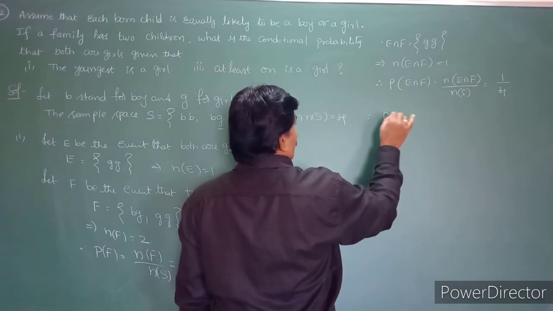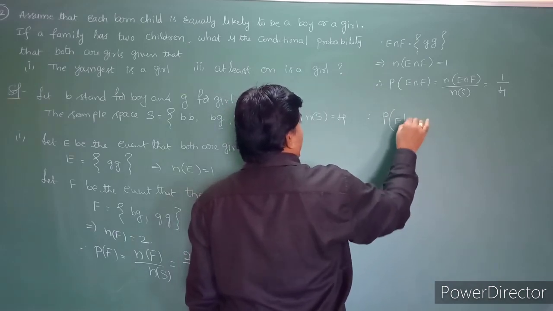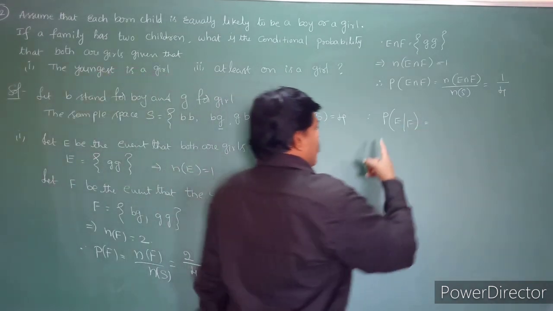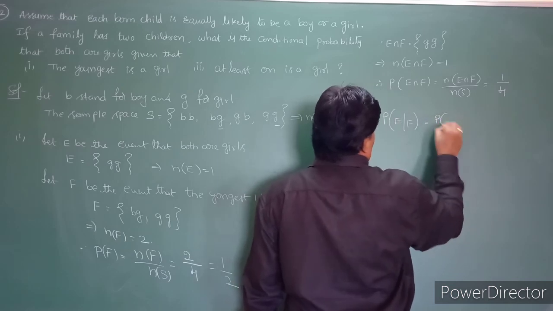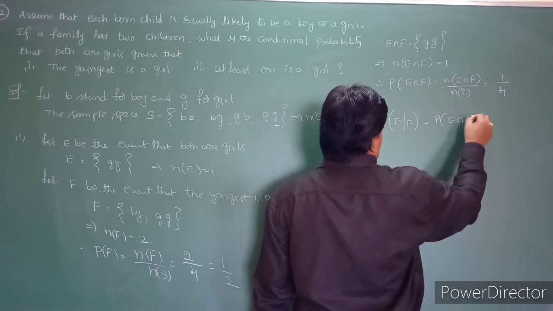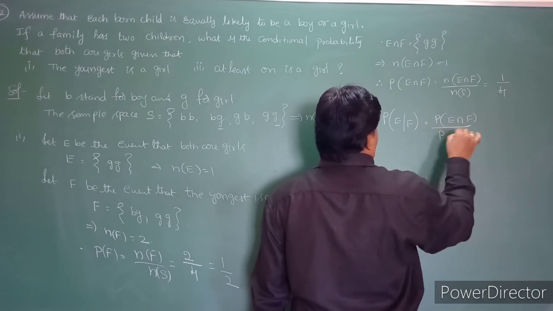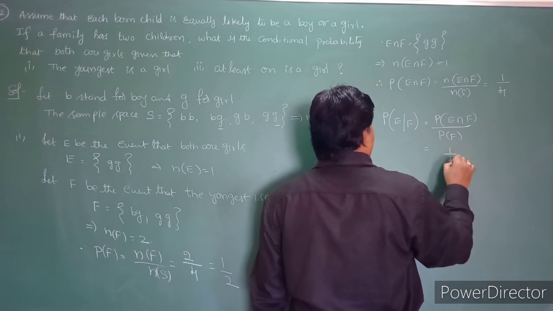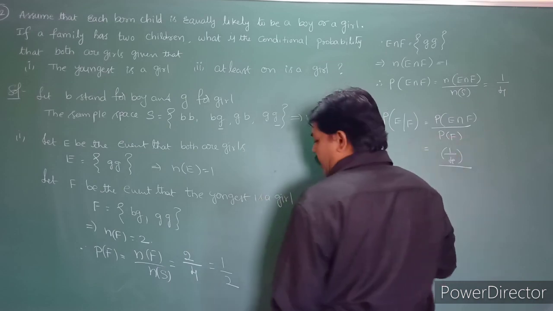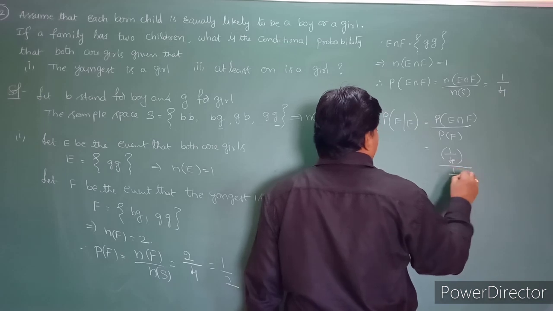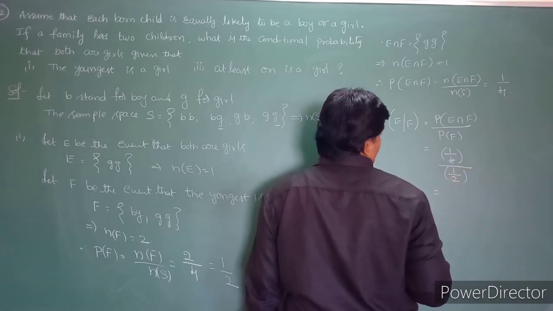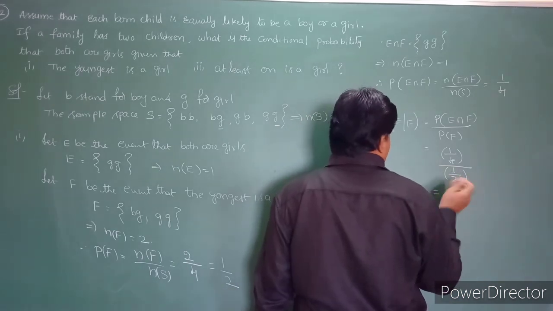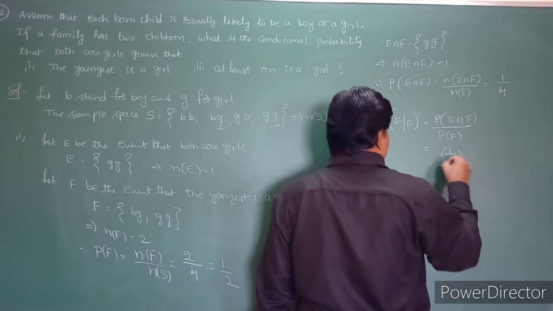So what is the question, students? The question is nothing but the probability of E given F. The probability of E given F is nothing but the probability of E intersection F by the probability of F. The P of E intersection F value is 1 by 4, and P of F is 1 by 2. So that is 1 by 4 by 1 by 2. You can cancel that, and that is nothing but 1 by 2.